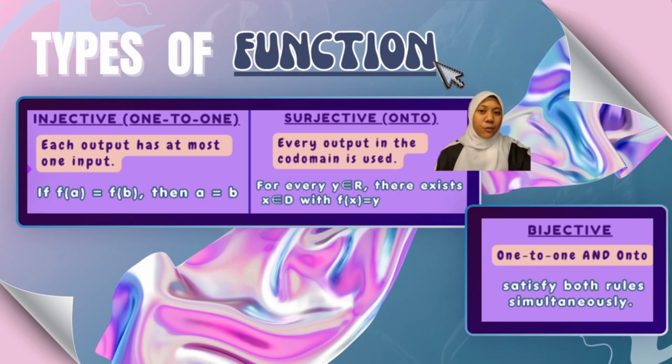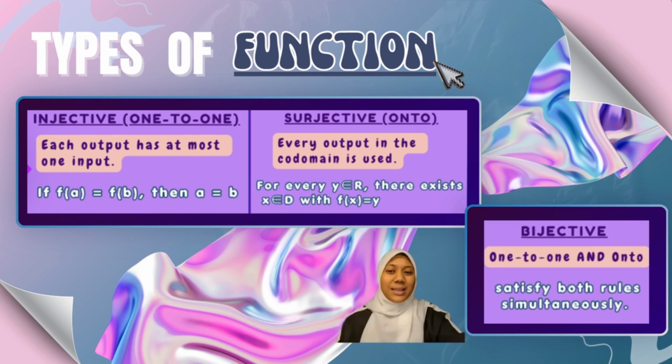Second, surjective or onto. This means every element in the range is used as an output. The rule is for every y in the range, there exists some x in the domain such that f(x) equals y. Third, bijective. This is simply a function that is both injective and surjective. It is a perfect one-to-one mapping where every input maps to a unique output and every output is used.